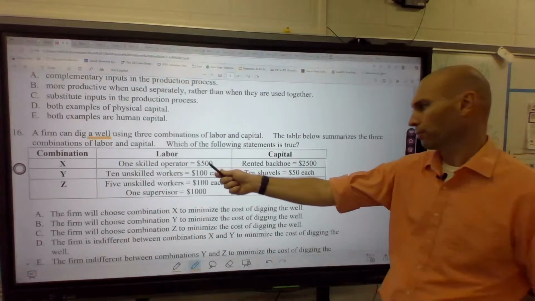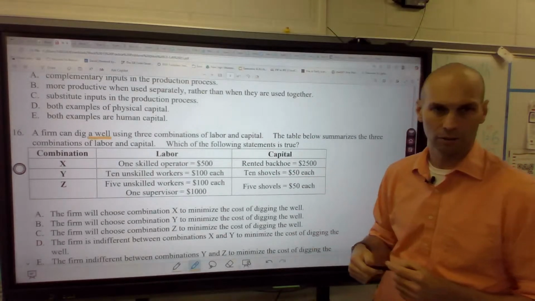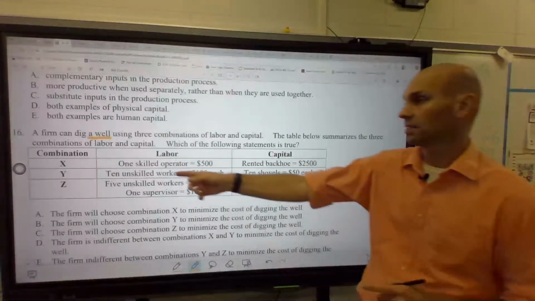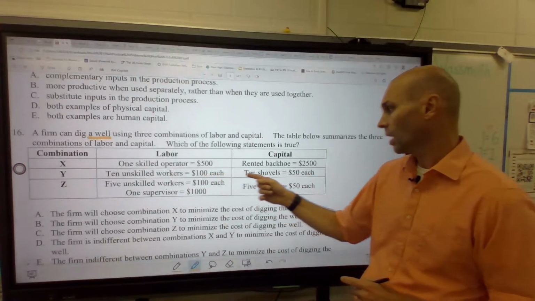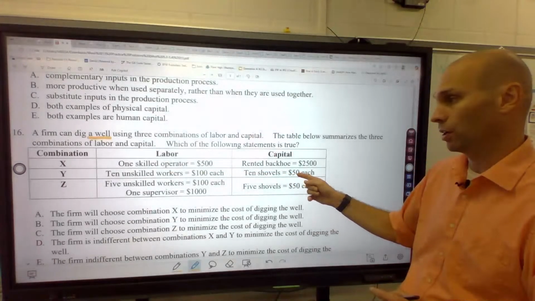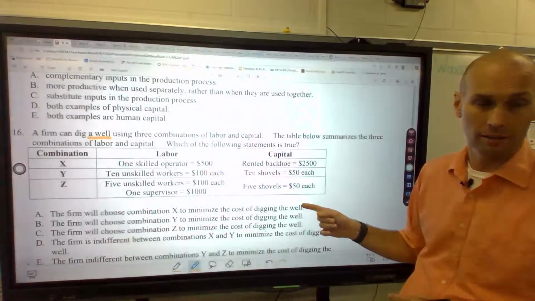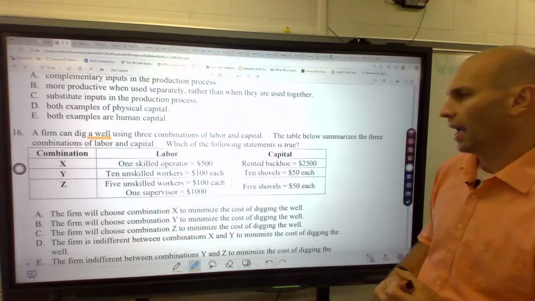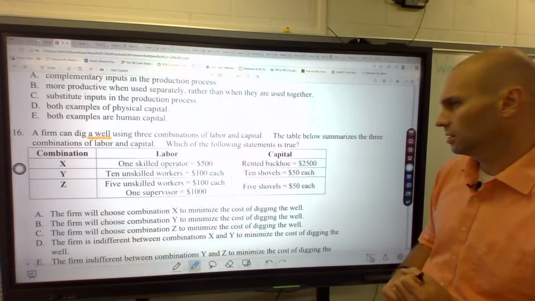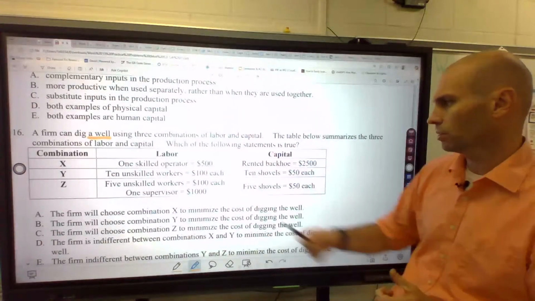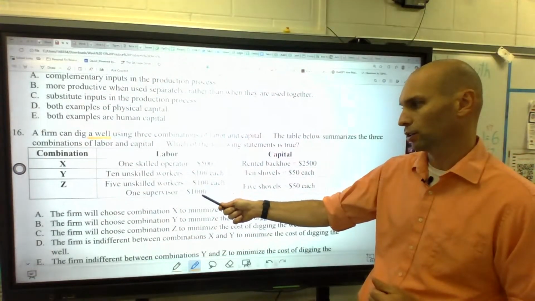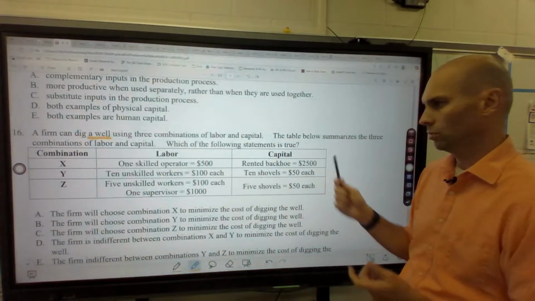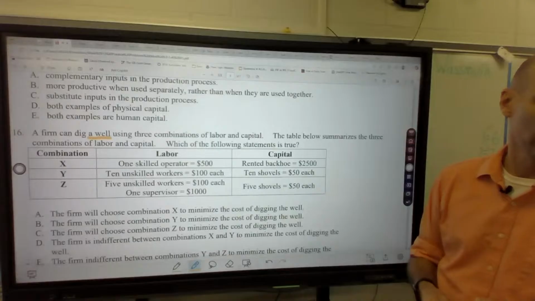All right, X is 1 skilled operator at 500 and 1 backhoe at $3,000. Noted, X costs me 3,000. But Y is 10 skilled workers at 100 each, that's 1,000, plus 10 shovels at $50 each, that's 500. This is 1,500 for Y. That's better. Don't do X. And Z is 5 unskilled workers, that's 500, and 1 supervisor. So that's 1,500. Y is your winner.